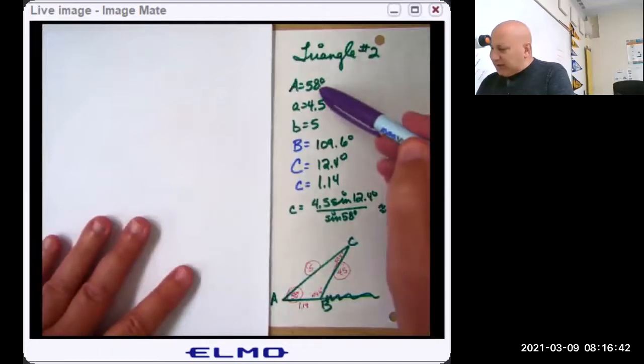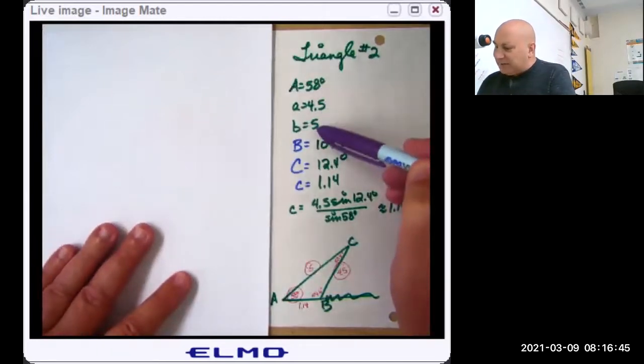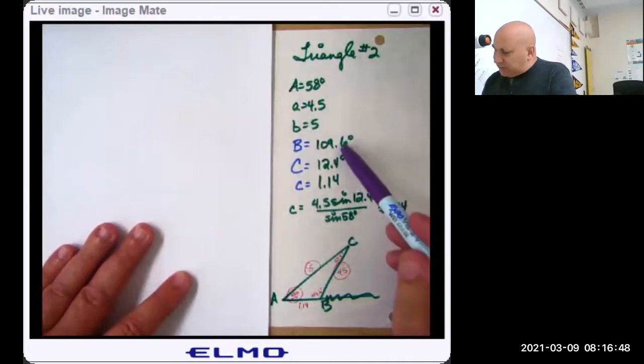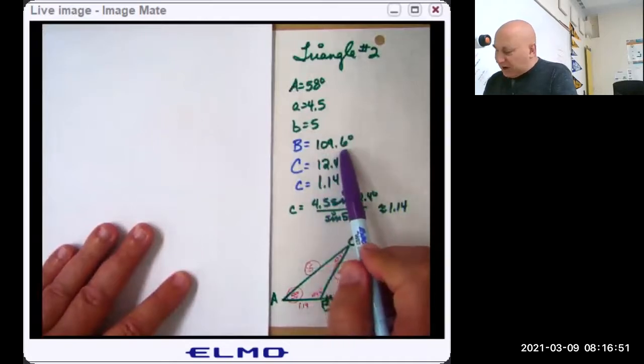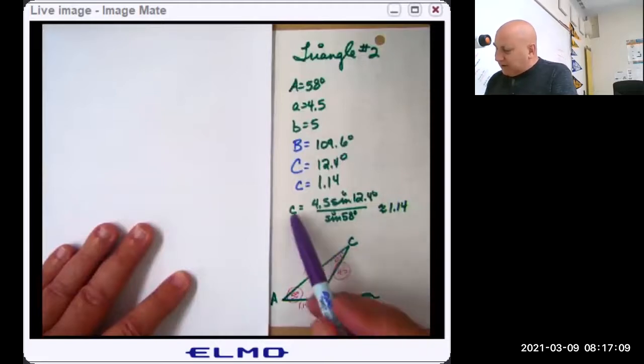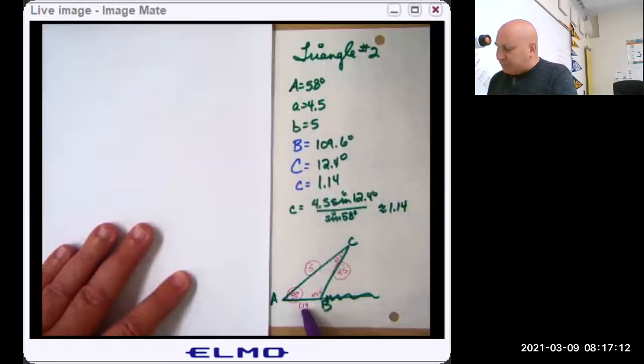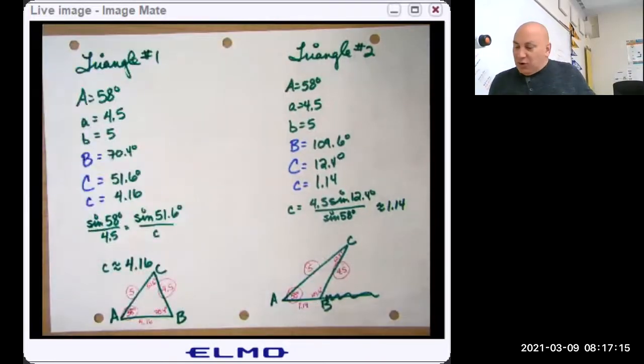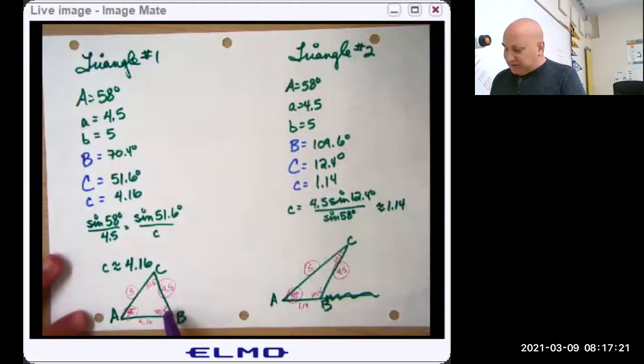Because over here we had angle A was 58, side A was 4.5, side B is 5. And we solved for angle B was a possibility of 109.6 degrees. Well, you add this and subtract from 180, and you get C is 12.4 degrees. And then sine of 58 degrees over 4.5 is sine 12.4 over side C. Solve for C and you get 1.14. So in this case, we do have two solutions for that triangle. It could be this acute triangle or it could be this obtuse triangle.